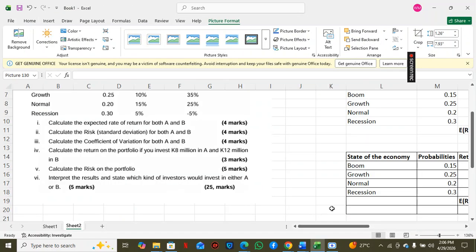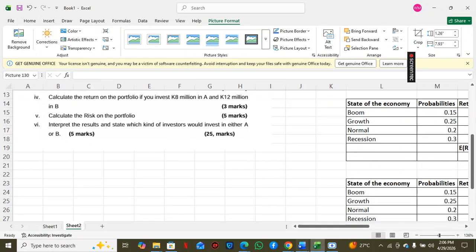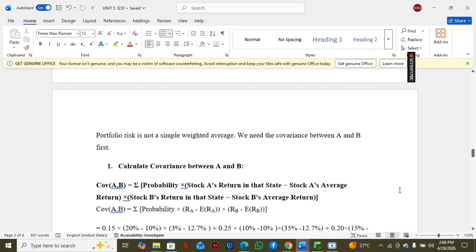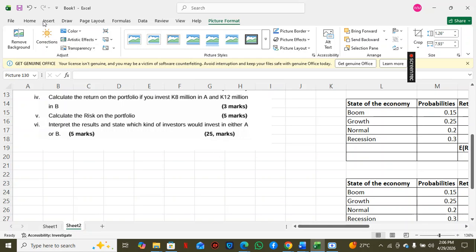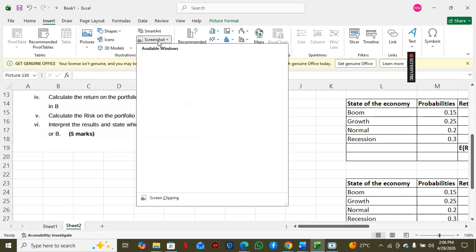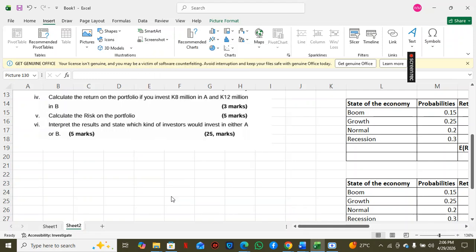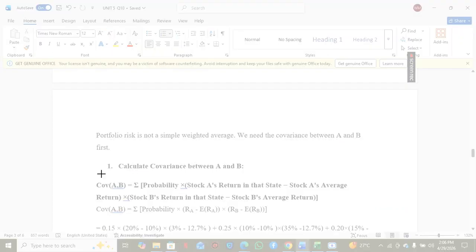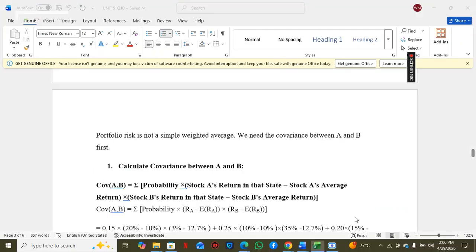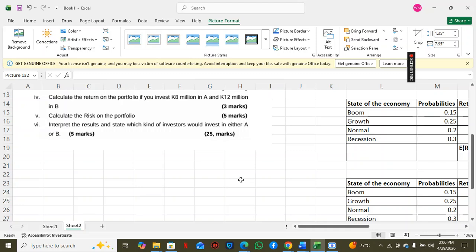The standard deviation, we're getting at the end. It's just that you always calculate the variance first before you get the standard deviation. So this is the formula for the covariance.